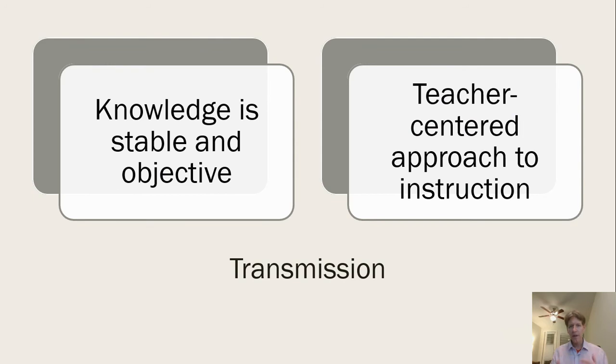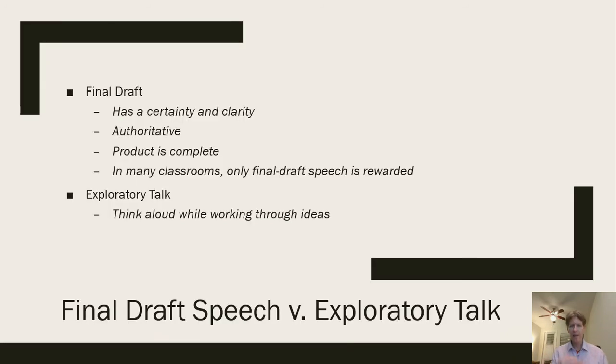So, for instance, we've talked in one of my classes about the transmission approach to teaching and to learning. In the transmission approach, think of something that is transmitted. Knowledge is thought of as stable and objective. Notice that's sensory, that's empiricist. It tends to be very much teacher-centered. The teacher is the center. The teacher is transmitting to the more passive student.